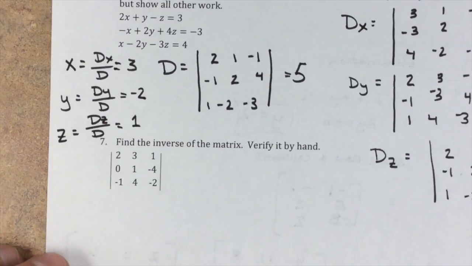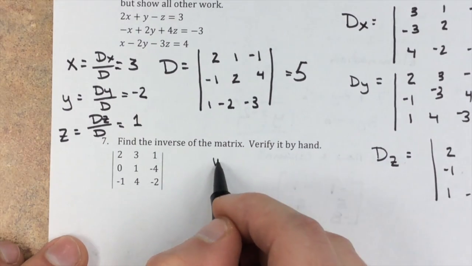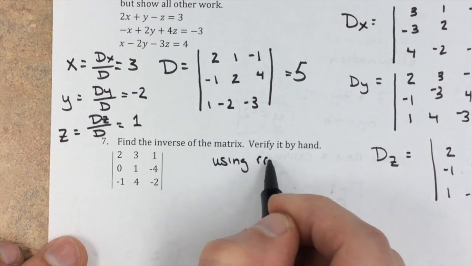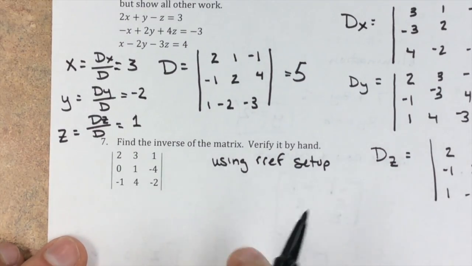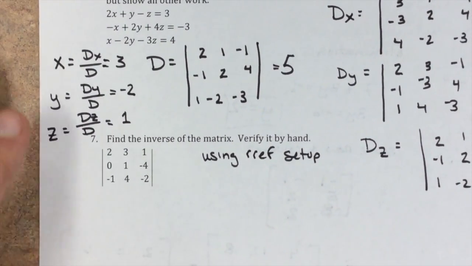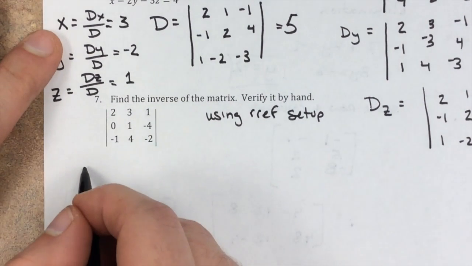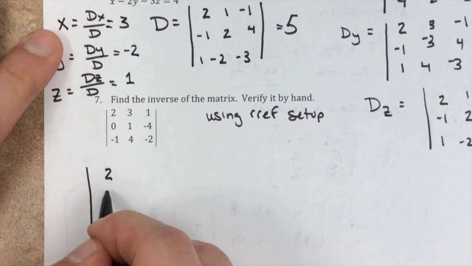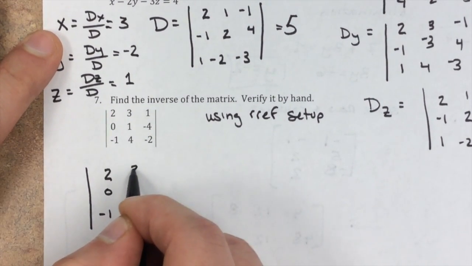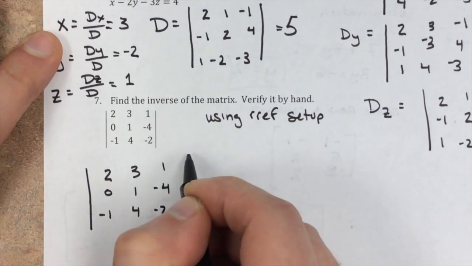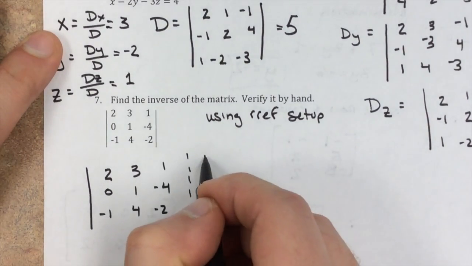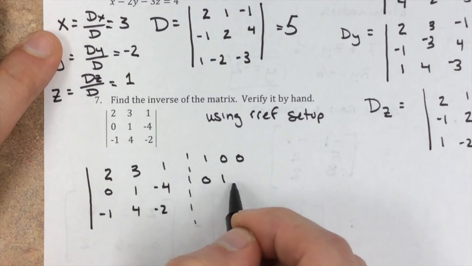Next up, find the inverse of the matrix, and I should say using reduced row echelon form setup. If I give you a 2 by 2 on the test, I expect you guys to be able to do it by hand. For a 3 by 3, I want to see this setup. So 2, 0, -1, 3, 1, 4, 1, -4, -2. Then we're going to write in our reduced row echelon form. So we're going to write in our identity.